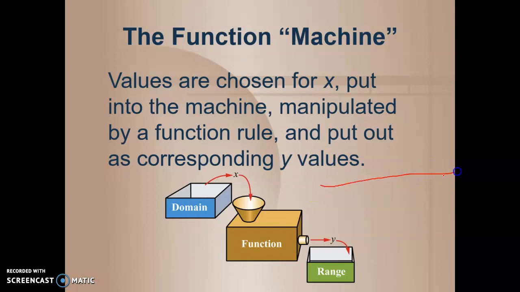When we were doing our charts with x on the left and our function rule in the middle and our y on the right, that's what we were doing. We were inputting an x into the function machine, we plugged it in here and let it do its work, plugged and chugged, and we got a y value that came out. Remember, our x values are called our domain, and our y values are called the range.